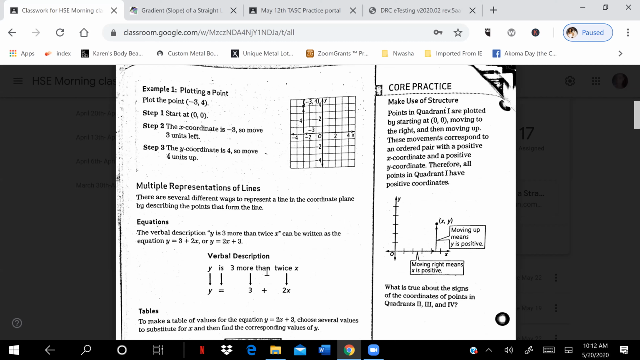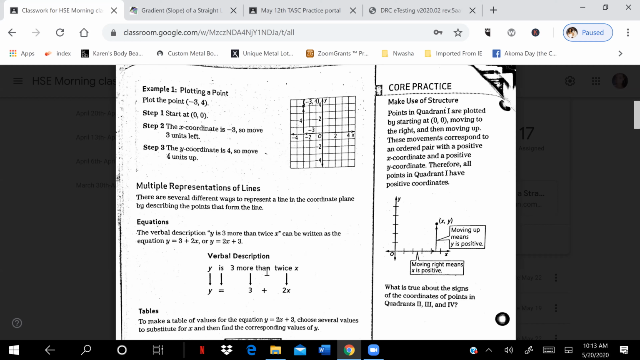So what you're saying is to the right is going to be positive and up is going to be positive. These movements correspond to an ordered pair with a positive x coordinate and a positive y coordinate. Therefore, all points in quadrant 1 have positive coordinates. And what we were saying is you might just get a question that says, which quadrant is (2, 4) in? What you're thinking to yourself is both of those are positive numbers, so it had to be to the right and up. So it's going to be in quadrant 1.